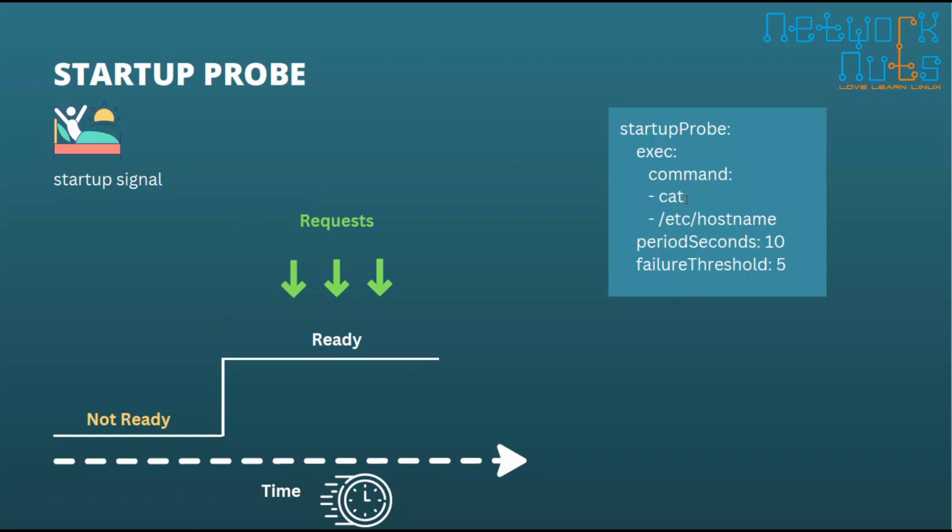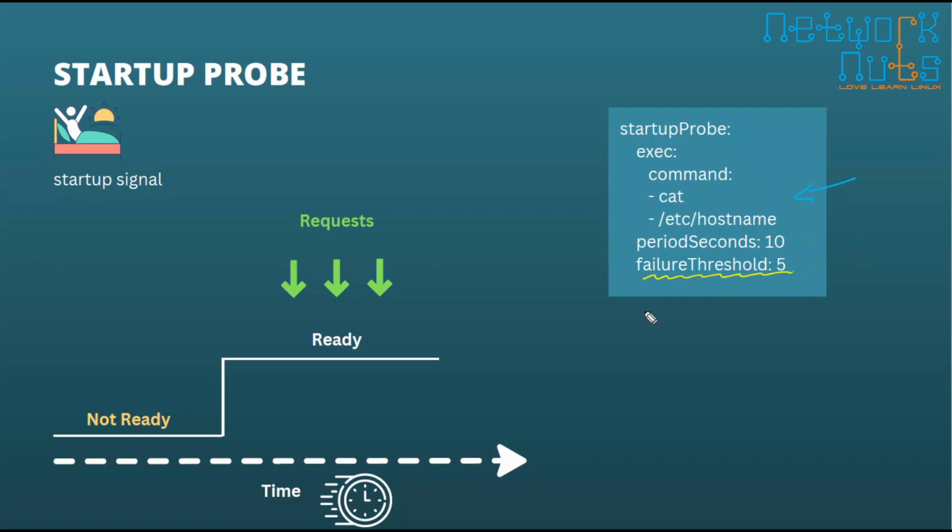In this example, let's suppose I'm trying to cat this file, cat /etc/hostname. If you see here, I'm putting this check on the file /etc/hostname. Period seconds means once the container has started, give it a 10-second delay, and after 10 seconds, check this file. If the file is found, wonderful. If the file is not found, I have explicitly mentioned the failure threshold as 5. Fine, if the file is not available once, not a problem.